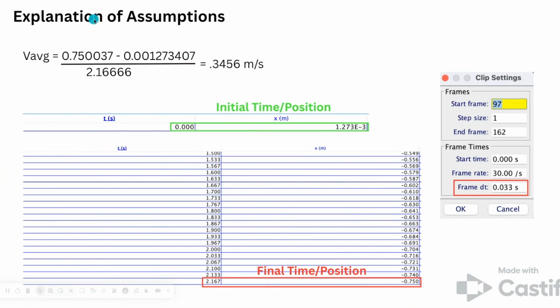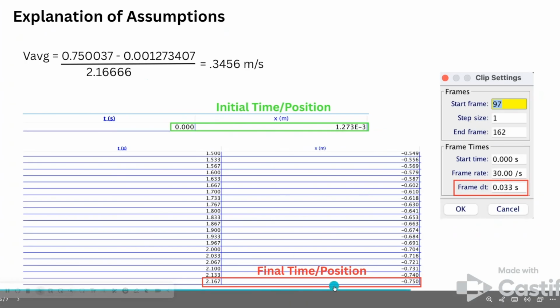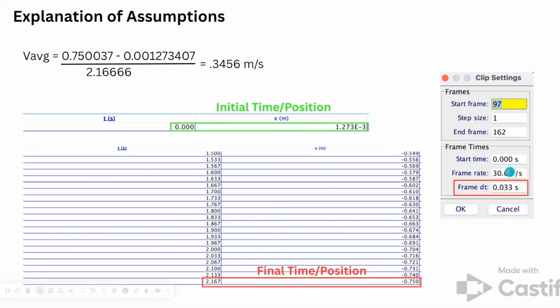And then the explanation of assumptions. So this is the calculation for the average velocity: just the final position minus the initial position, divided by the final time minus the initial time. And then you can see where that delta t came from as well. It's from the clip settings there on Tracker.